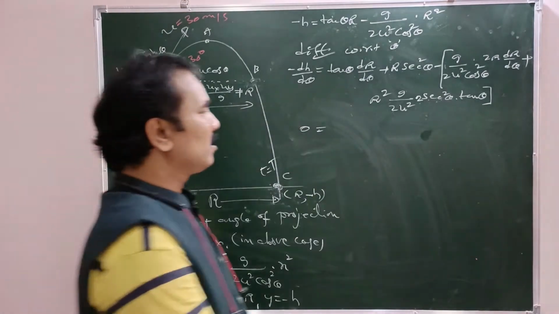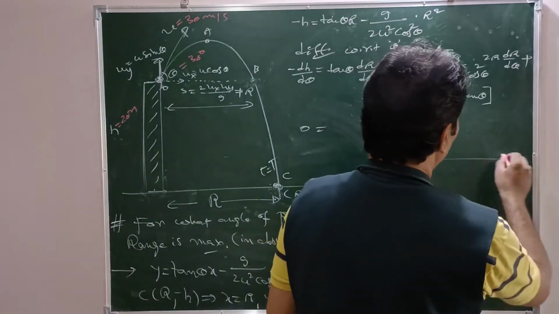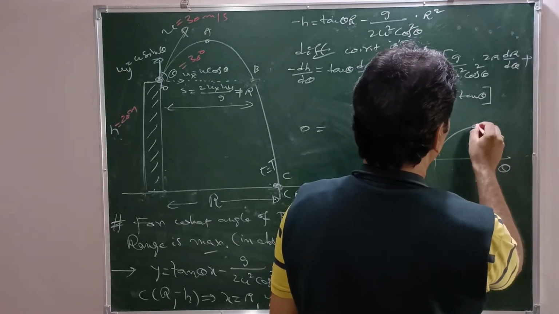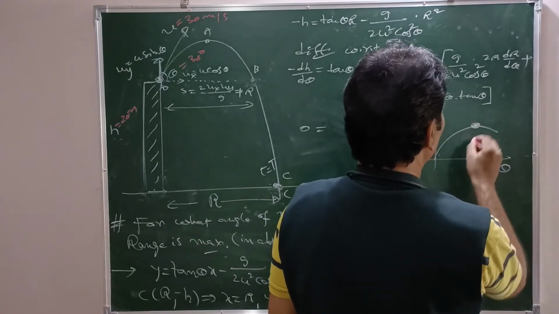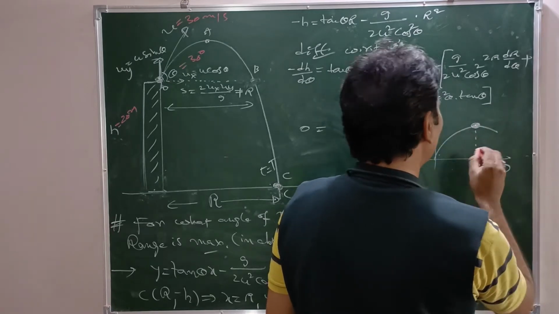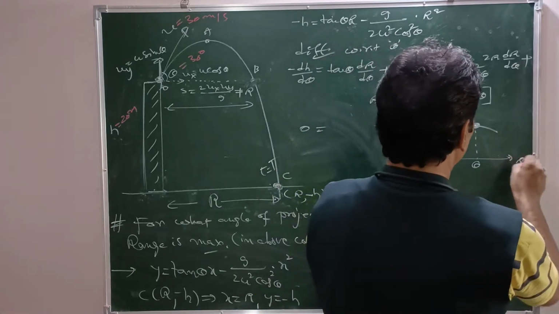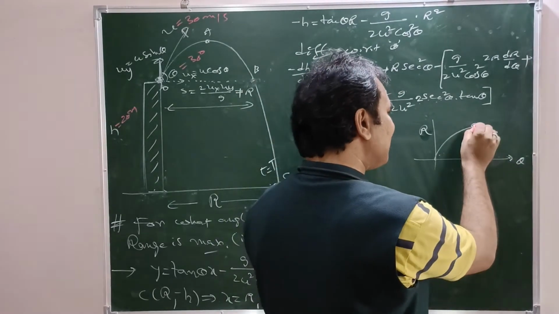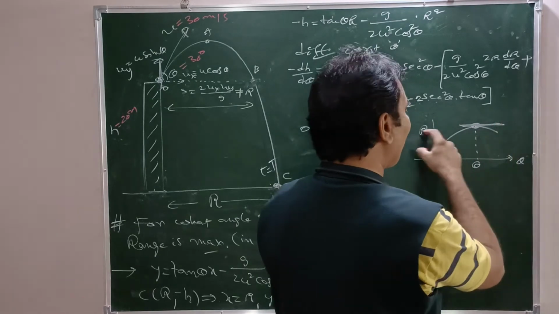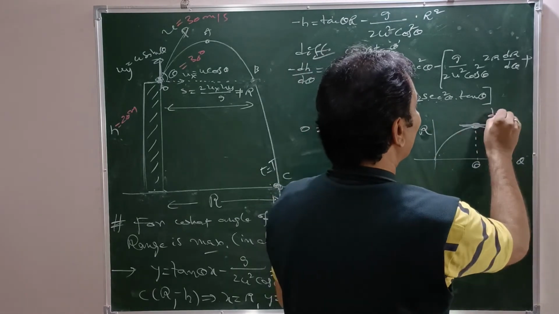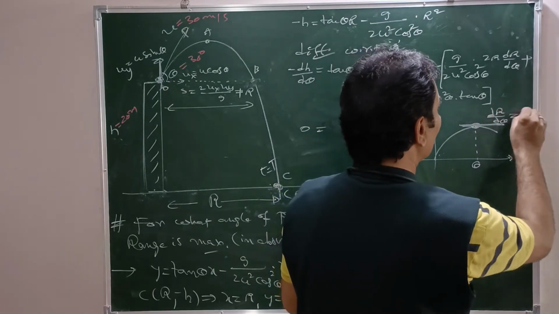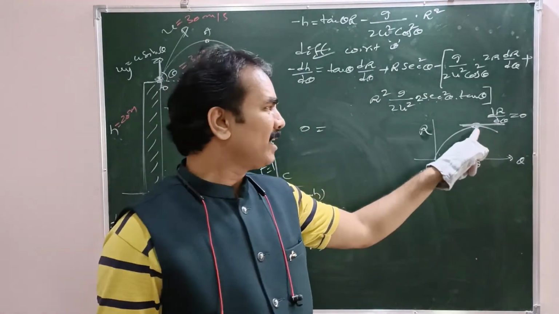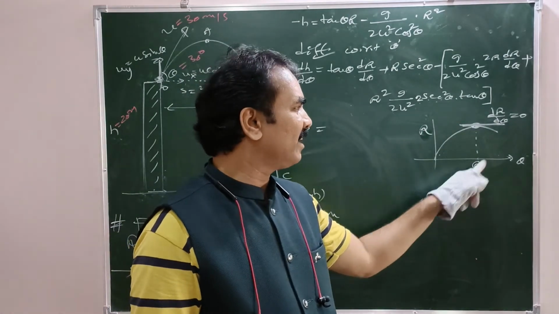Again 0. Why? Because suppose I have variation of r with theta like this. Range is maximum for this theta, for example. So this is the variation of r versus theta. For this particular theta, range is maximum, at which what is the slope of the r-theta curve? That is dr by d theta, slope is 0. So at maximum or minimum, what is the differentiation? Here dr by d theta must be 0.